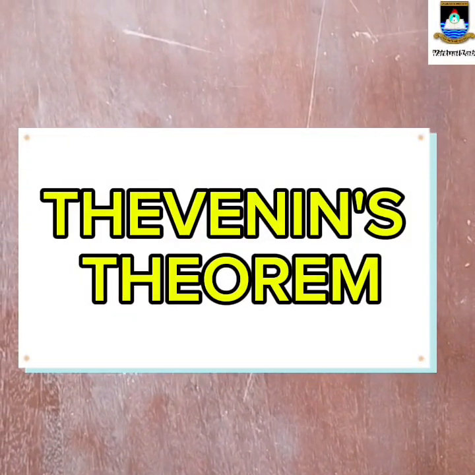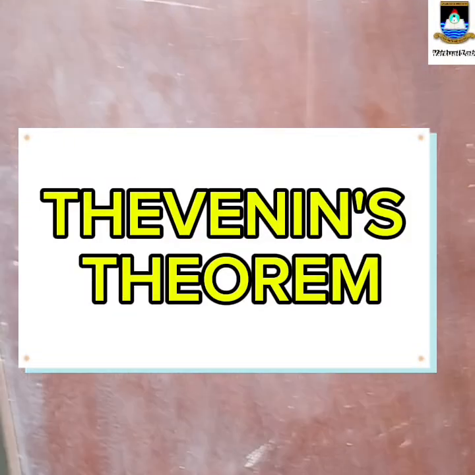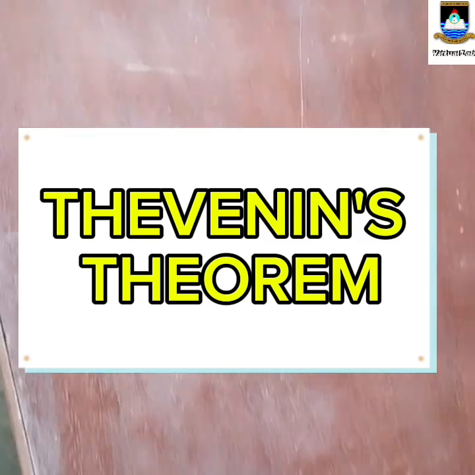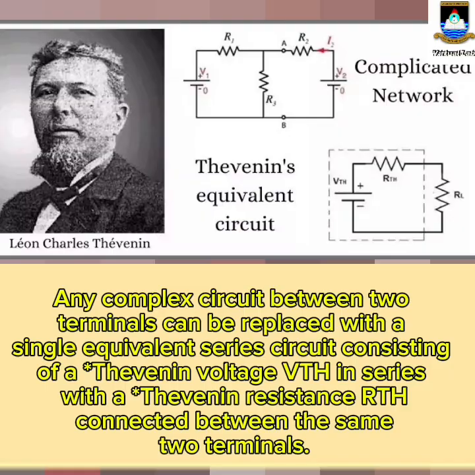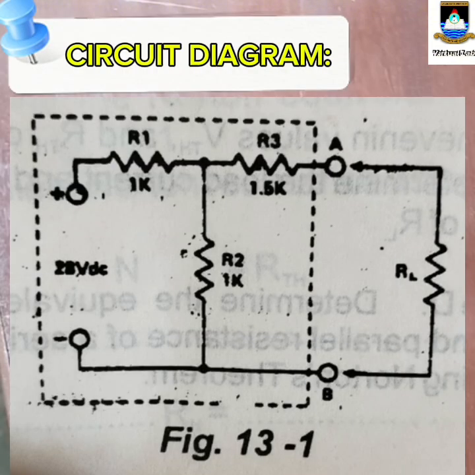Hello and welcome. We'll be carrying out a practical to prove Thevenin's theorem, which states that any complex circuit between two terminals can be replaced with a single equivalent series circuit consisting of a Thevenin voltage Vth and a Thevenin resistance Rth connected between the same terminals. It is a circuit analysis theorem used for simplifying circuits. So for the circuit above, we are going to determine the Thevenin's circuit equivalents.